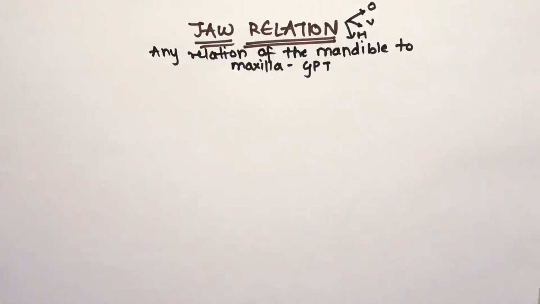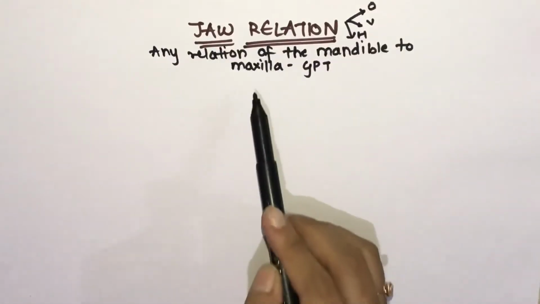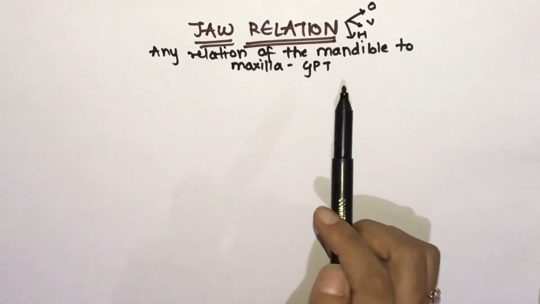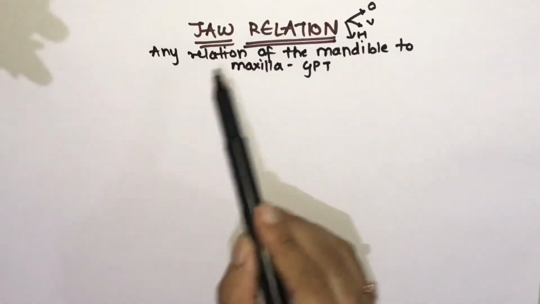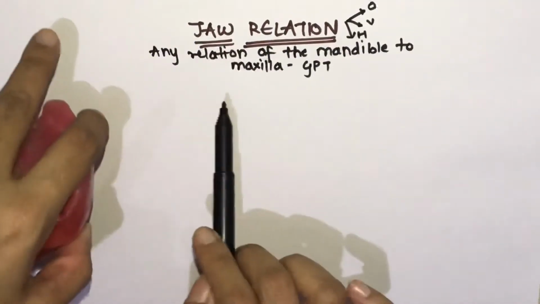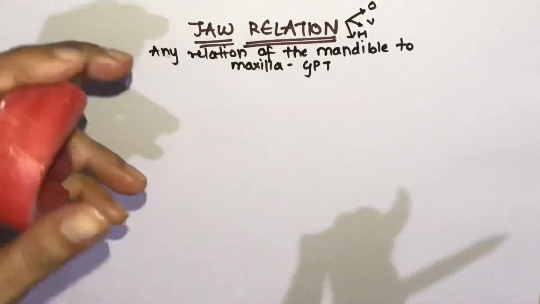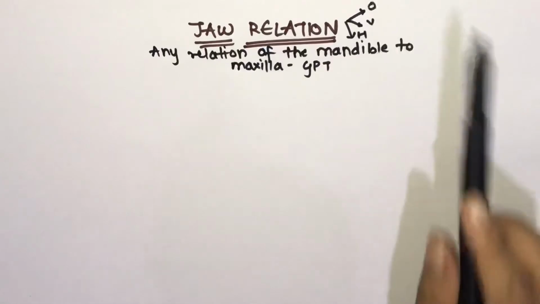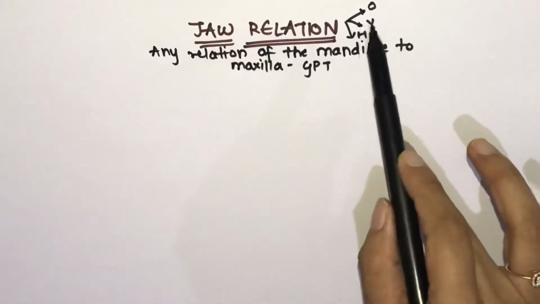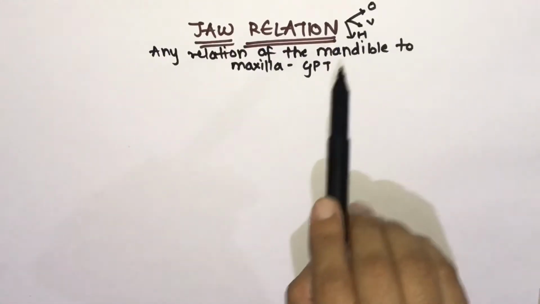Now starting off with the main topic, that is orientation jaw relation. Jaw relation is any relation of the mandible to the maxilla, as given by the Glossary of Prosthodontic Terms. You have to remember this term: it is the relation of the mandible to the maxilla. It is not the maxilla's relation to the mandible. It is the mandible's relation to the maxilla. Jaw relation is divided into three types. The three jaw relations which we do are first the orientation, then vertical and horizontal.